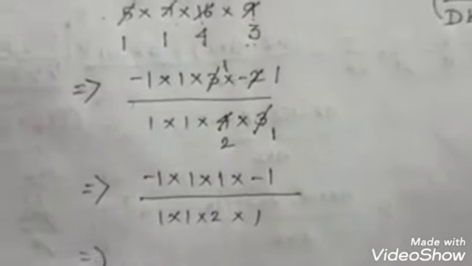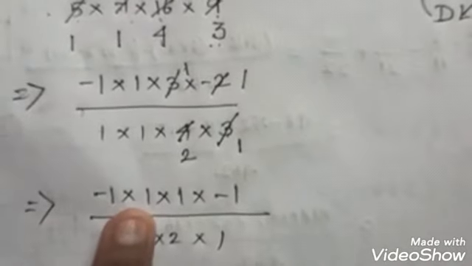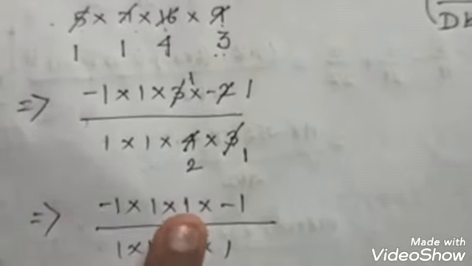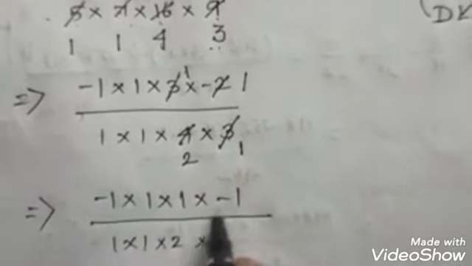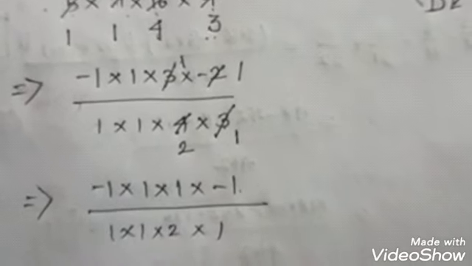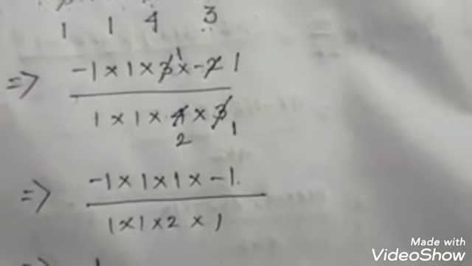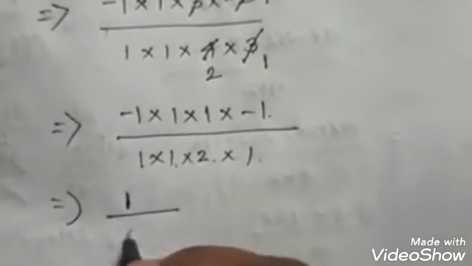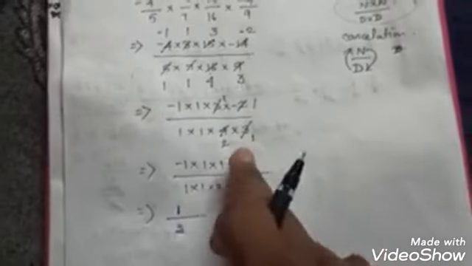So now you have to multiply the signs: minus into plus, minus. Minus into minus, plus. So all are 1. 1 into 1, 1. 1 into 1, 1. So totally plus 1, whole divided by 1 ones are 1, 1 twos are 2, 2 ones are 2. So you get 1 by 2. So it is very easy. 1, 2, 3, at the fourth step you get the answer.